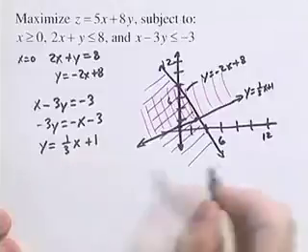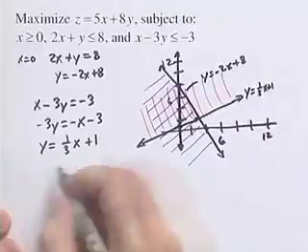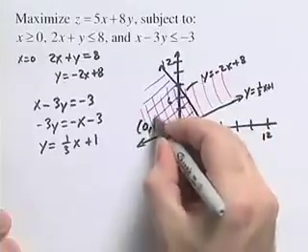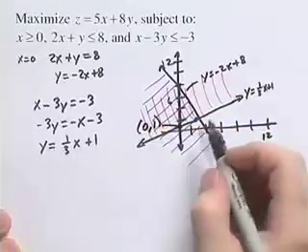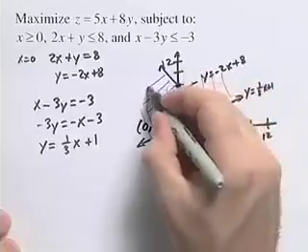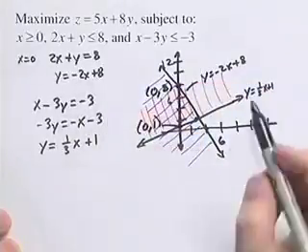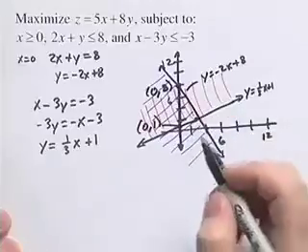So our corner points, so far we have this point right here. This is going to be 0, 1. That's the y-intercept for this line. This point is 0, 8. That's the y-intercept for that line. We need to find out where those two lines cross.